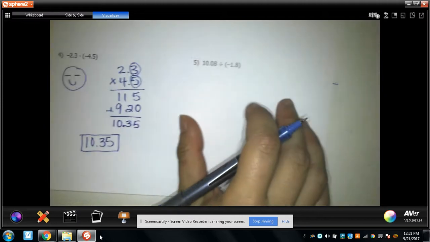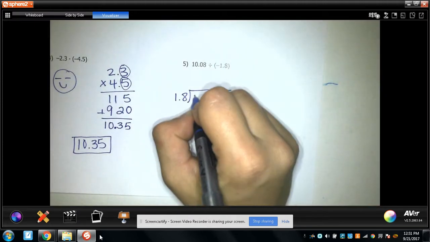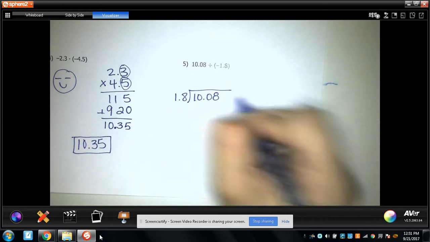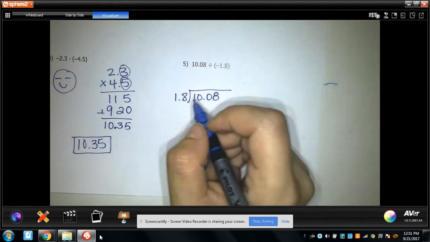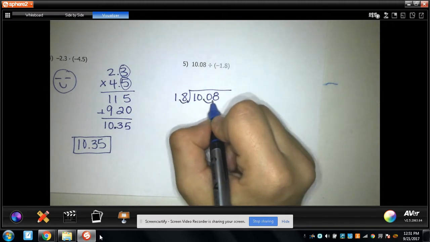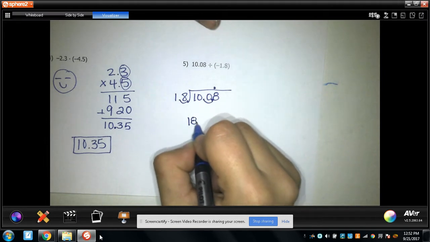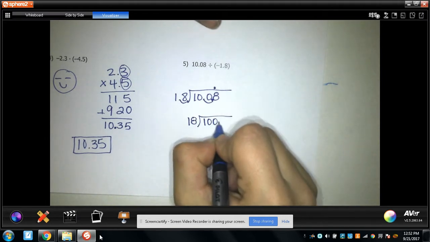All right, and now over here, I divide like normal, and then I think about my sign at the end. Remember that your divisor can't be a decimal, it has to be a whole number. So I move my decimal over once, move my decimal over once, move my decimal over to the top. So I'm really doing how many times does 18 go into 100.8?